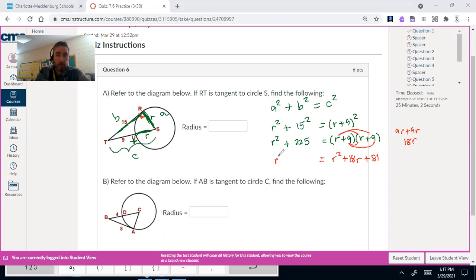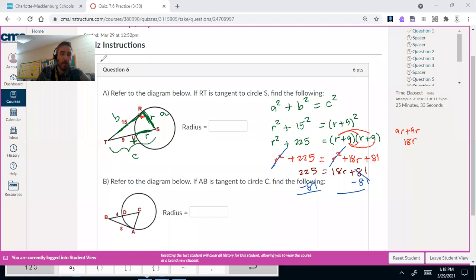Now we have R squared plus 225. The nice thing about this is we can actually cancel out the R squares. So our equation becomes a little bit easier to work with. We have 225 equals 18R plus 81. We have 2 steps to solve this problem. We're going to subtract the 81, and then we're going to divide by the 18. So let's subtract the 81 first. Always do that part first.